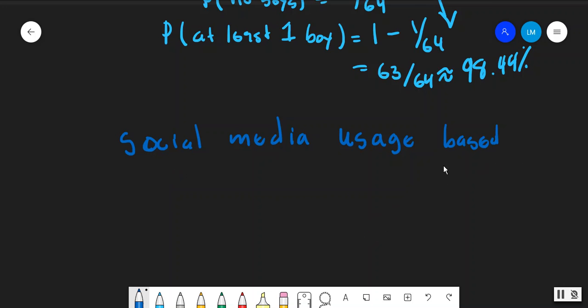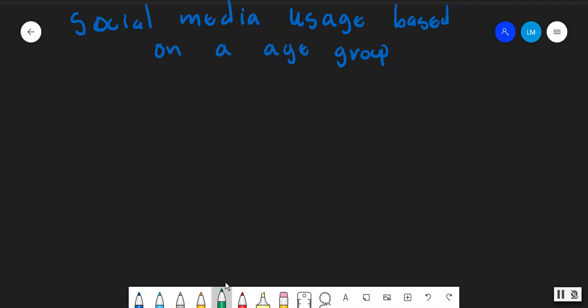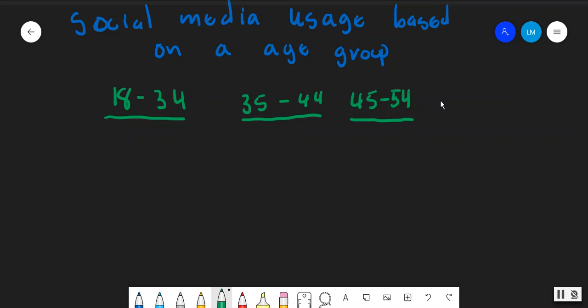Okay, so this is based on an age group. Let's say that we essentially have a set of age groups, defined as follows: you have 18 to 34, 35 through 44, 45 through 54, and then 55 and up. We're just going to put over here that we have a total.